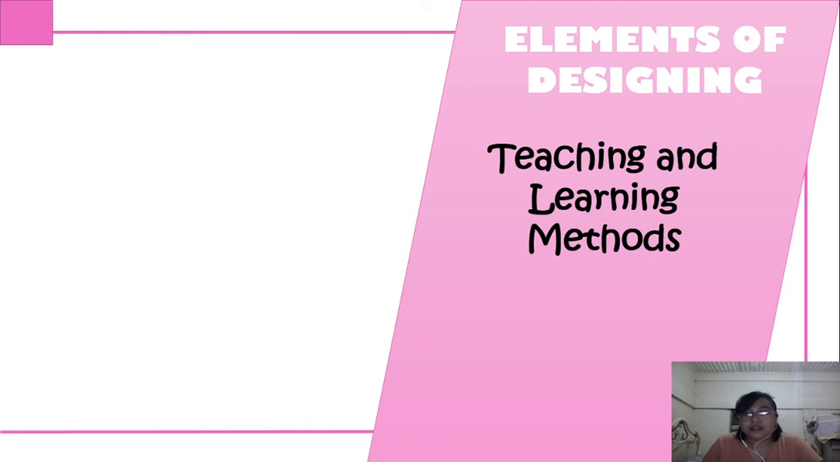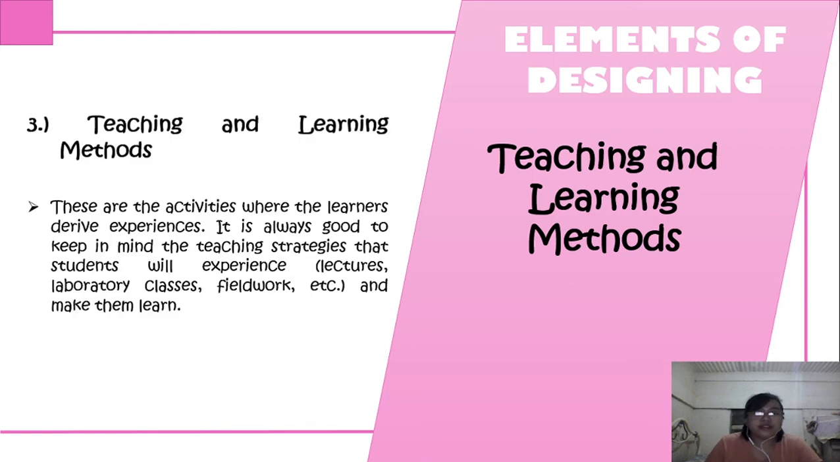The third element is the teaching and learning methods. These are the activities where the learners derive experiences. It is always good to keep in mind the teaching strategies that students will experience, for example, the lectures, the laboratory classes, fieldwork, etc., and make them learn. The teaching learning methods involve activities that promote cooperation, competition as well, individualism, and independent learning amongst the students. So experiential activities will be beneficial for the students to learn.